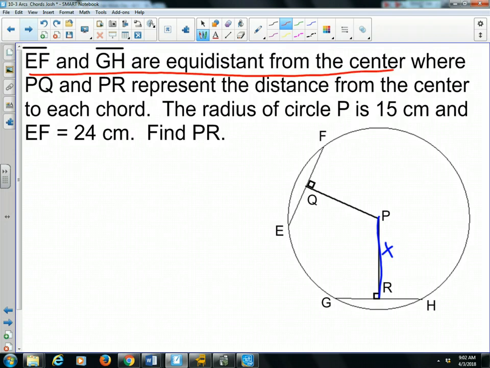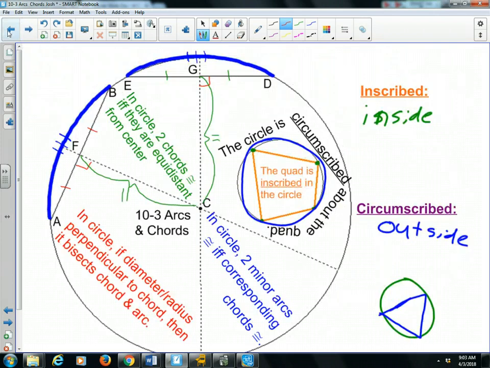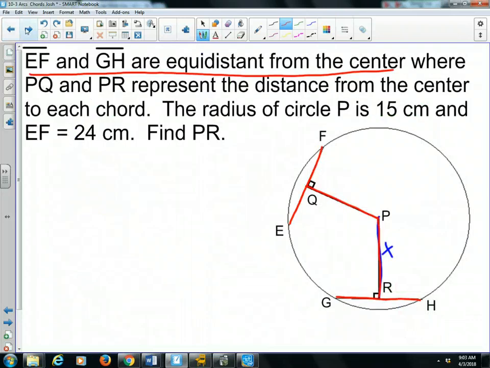So if they are equal distance from the center, that means that this and this are congruent to each other. And along with that, this chord is congruent to this chord. One of our circle book properties is that two chords are congruent if they are equidistant from the center. So if they're equidistant from the center, then chord EF and chord GH are congruent. So that's important. Now, the next piece of information, it says PQ and PR, which are congruent, we know now, represent the distance from the center.